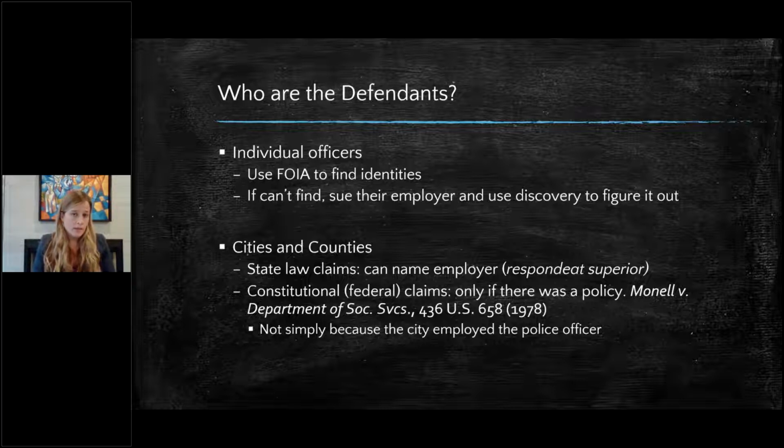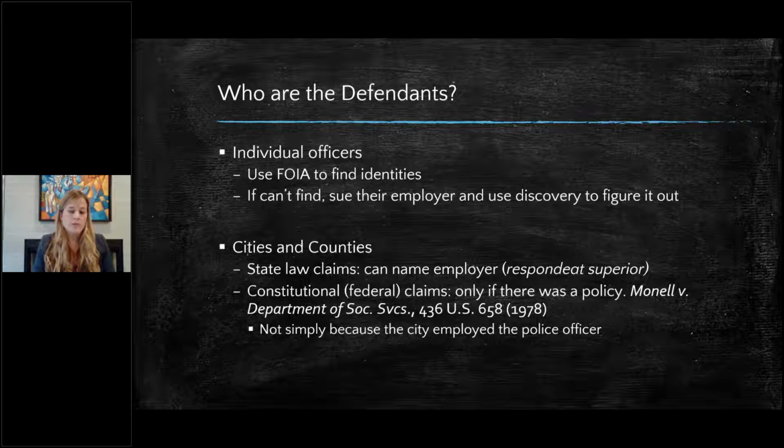For state law claims, which we'll talk about in more detail, you can name the officer's employer as a matter of respondeat superior. For constitutional claims, you cannot do that. For constitutional claims, you can only sue the municipality if you can prove that there was a policy in place. And that came from Monell v. Department of Social Services. I cited that. That's also in the materials.